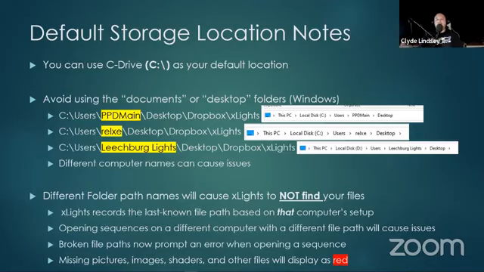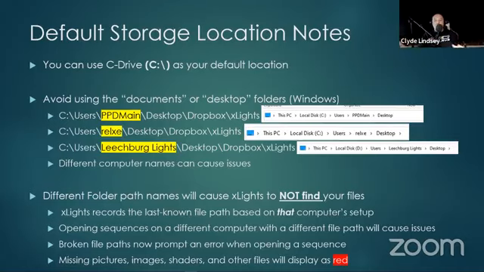Now, is it hard? No, but it creates frustration for a lot of users, especially people who are not as computer savvy as others. xLights does record the last known location and file path. Opening up a sequence on a different computer with a different file path will cause issues: broken file paths.